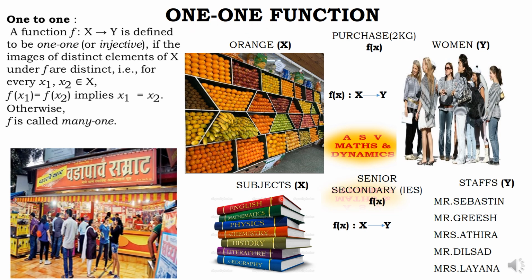Here English means only one teacher, maths means only one teacher, physics means only one teacher, chemistry means only one teacher, history means only one teacher, literature means only one teacher, geography means only one teacher. This is the way you can think about it. If you get this, it means it is a function. Okay, come to the definitions.